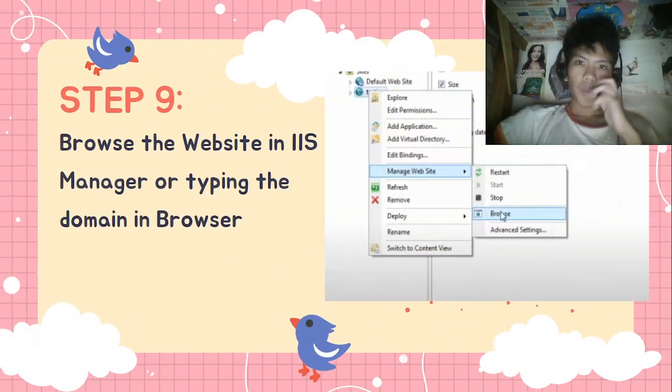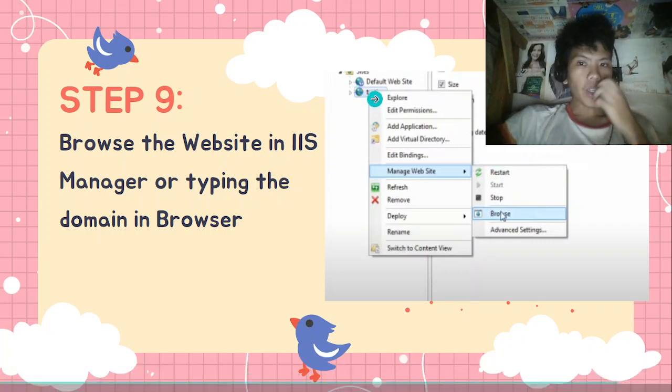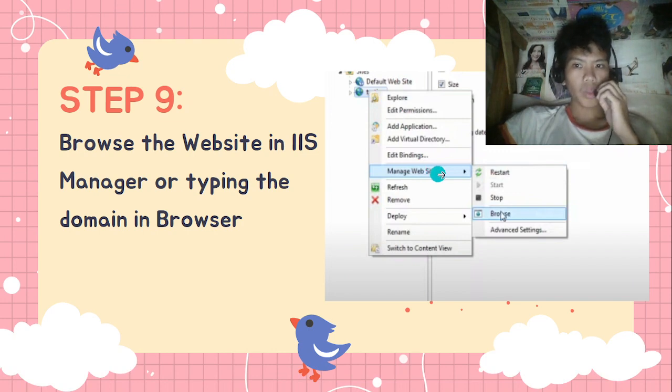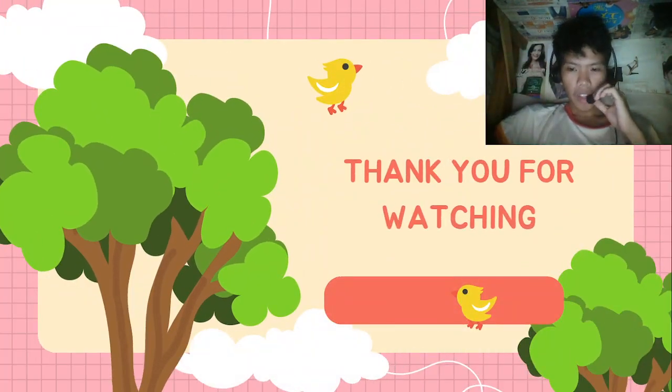So next step is go back to the IIS Manager, right click the website that you have created, go to manage website and click on browse. You can browse the website in IIS Manager or just type in the domain in the browser, which is www.testing.com. Here, after you type testing.com, it will show the one that we have created, which is this is my demo page. So thank you for watching, guys. I hope you learned from this video.